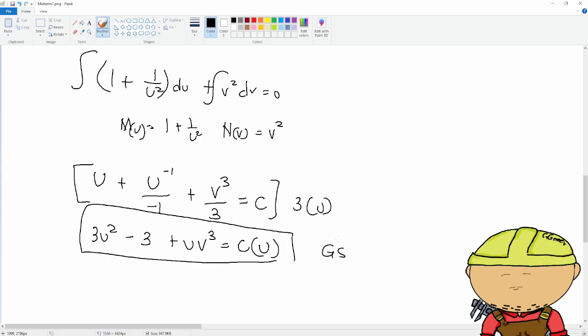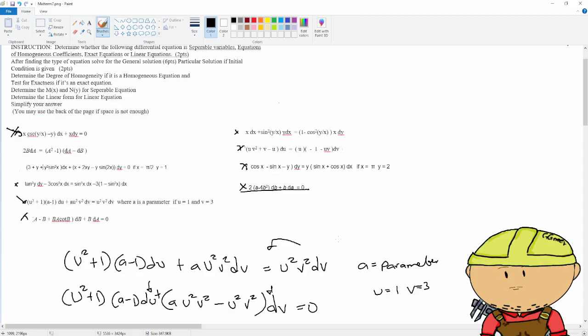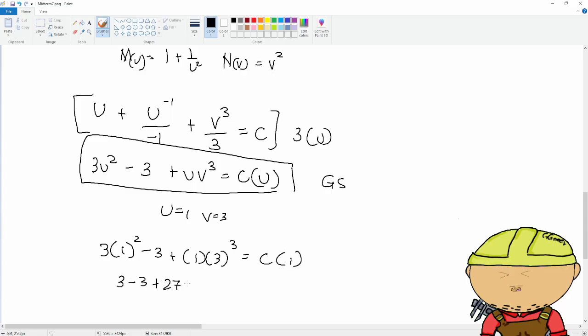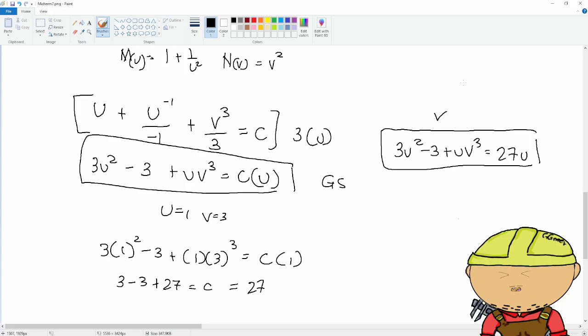Then again, we have an IVP, right? Yes, we have an IVP. u is equal to 1, v is equal to 3. So 3 times 1 squared minus 3 plus 1 times 3 cubed is equal to c times 1. 3 minus 3 plus 27 is equal to c. c is equal to 27. Is it the particular solution? No, you just substitute. 3u squared minus 3 plus uv cubed is equal to 27u. That is now our particular solution. That is the answer to our 8th problem.